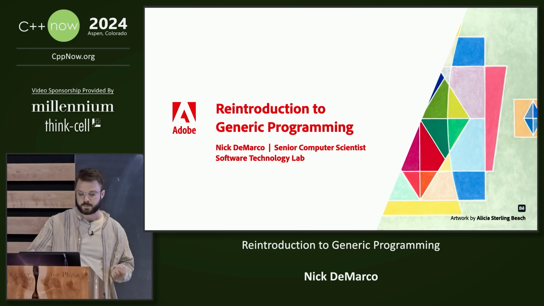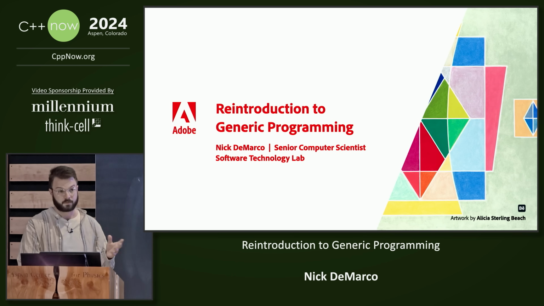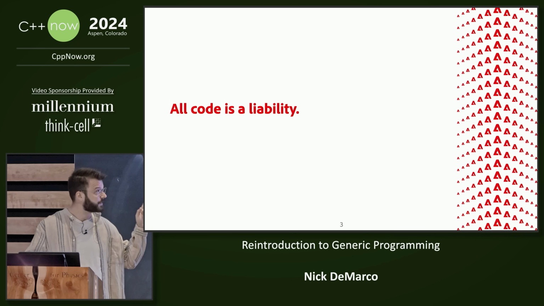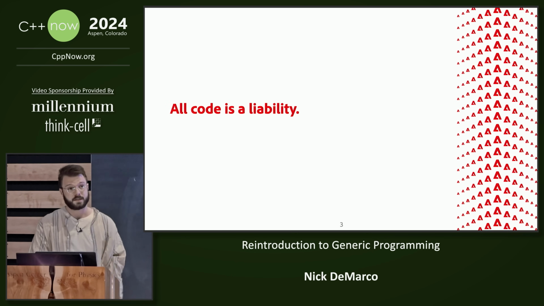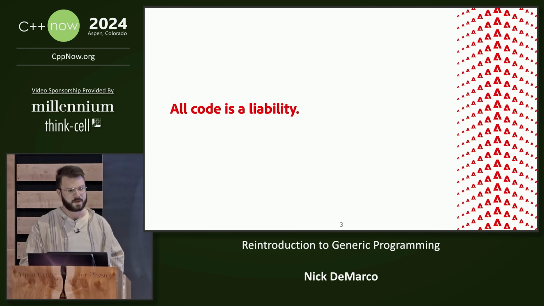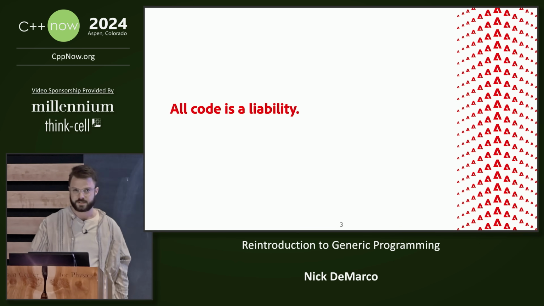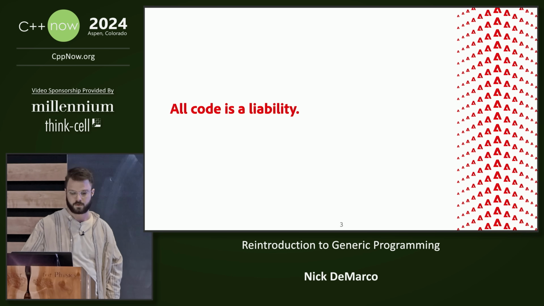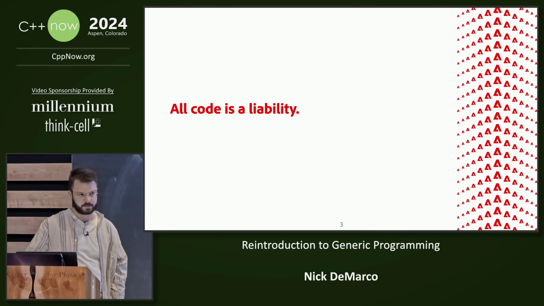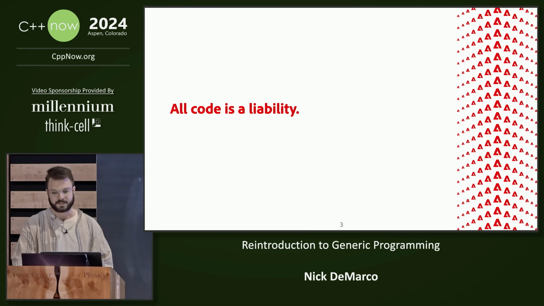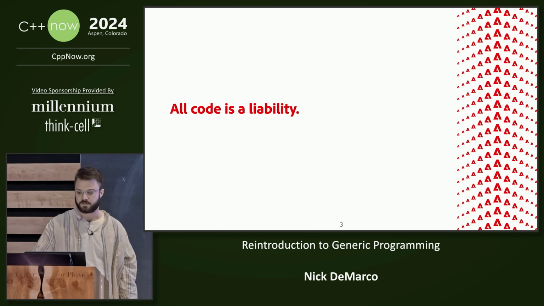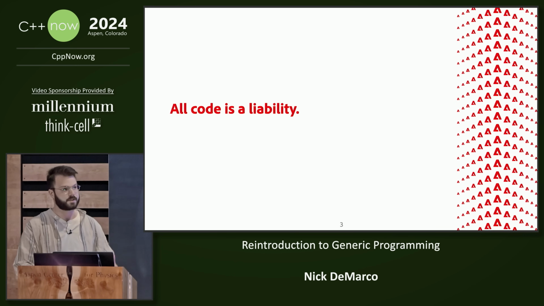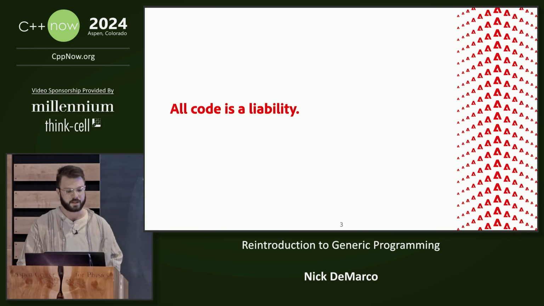So let's begin with the basic motivation, or what I think is the basic motivation of generic programming. And that is that all code is a liability. That might be like an unfamiliar phrase to you, and if you're like me, it might be a little bit unsettling considering we write code for a living. But it's true. Code is static in a dynamic world. Operating systems change, frameworks change, even languages change, and rotting code needs to be updated. That makes it a liability.